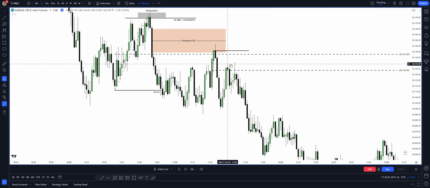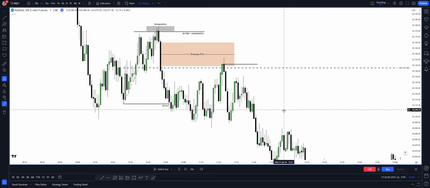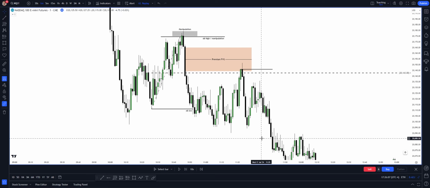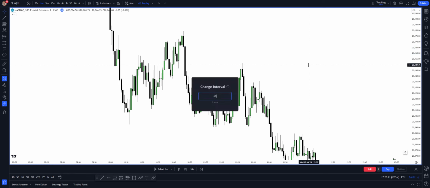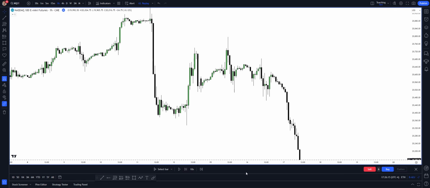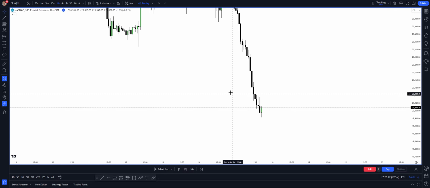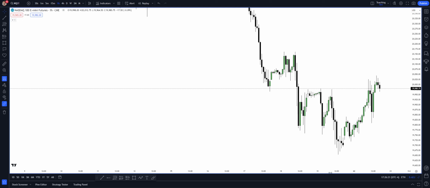I think this was an SMT divergence also, but it doesn't have to be. All right. So this is how it looks like on the lower time frame. Now I'm gonna pull up another example. This one was on the hourly time frame from, I think, last week. Oh, right here.